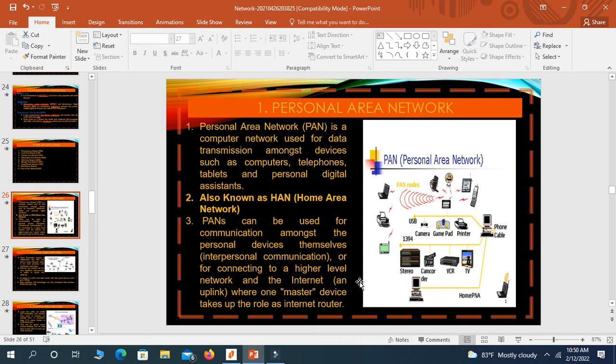Right? So we can say that all these devices may transfer data internally, or these devices might be connected to a master device, let's say a router, and the router takes the responsibility of transferring the data to different devices. That's what they are actually telling.